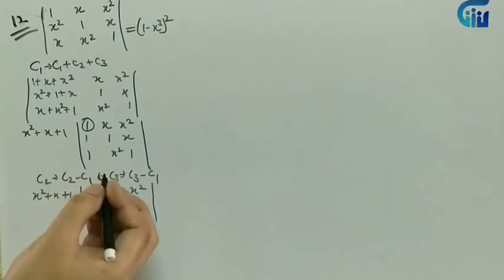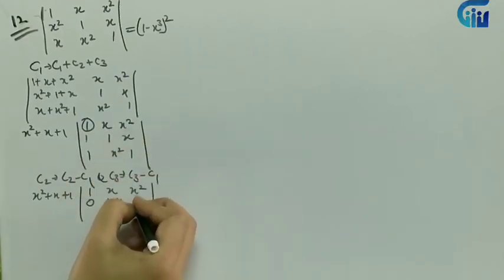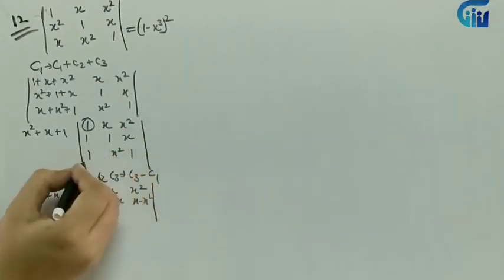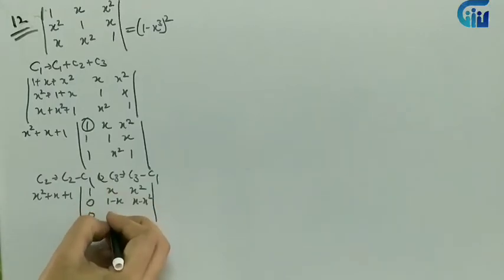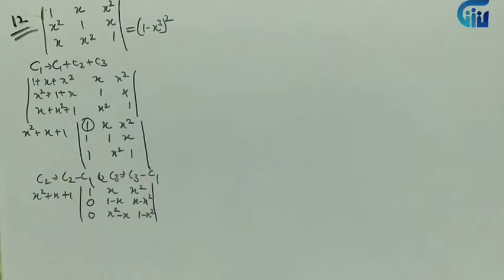Now for the second, what will we write? 1 minus 1 is 0. 1 minus x will be 1 minus x. x minus x square will be like this. 1 minus 1 will be 0. x square minus x and 1 minus x square over here.